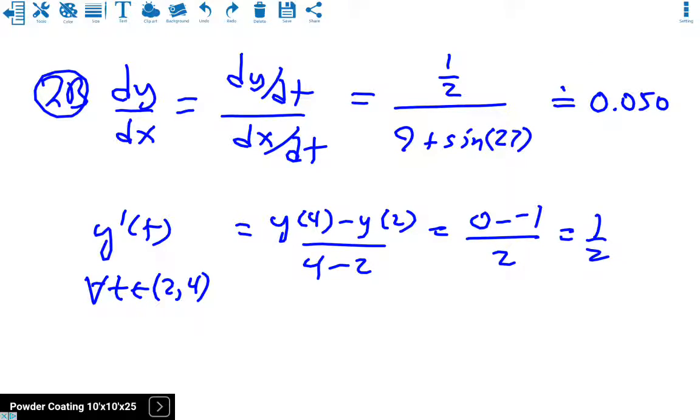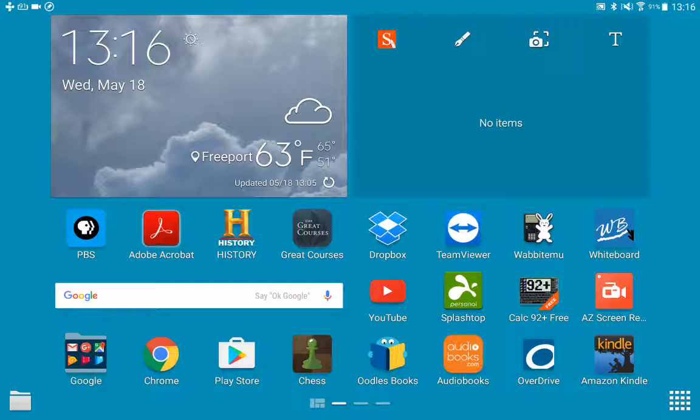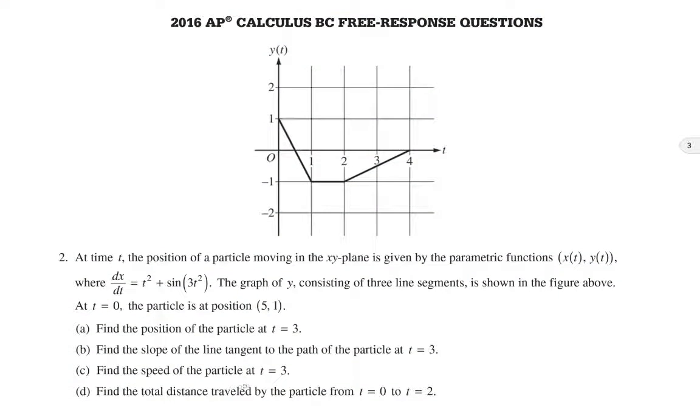Alright, part C. Part C says, find the speed of the particle at t equals 3. Now the speed of the particle is the magnitude of the velocity vector. So let's talk about the velocity vector and then find its length.